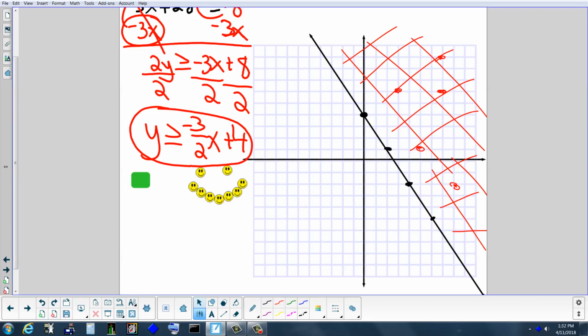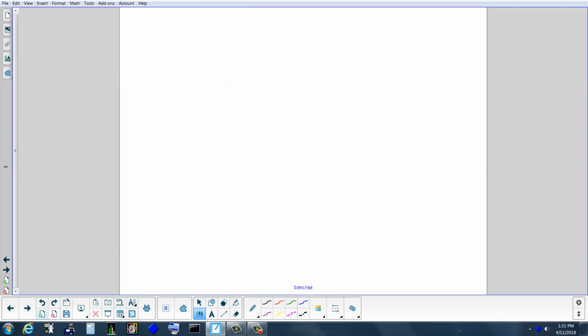Okay, last problem for today. When you have an inequality, say you had something like this. I'm just showing you something first, and then we'll do the last one.